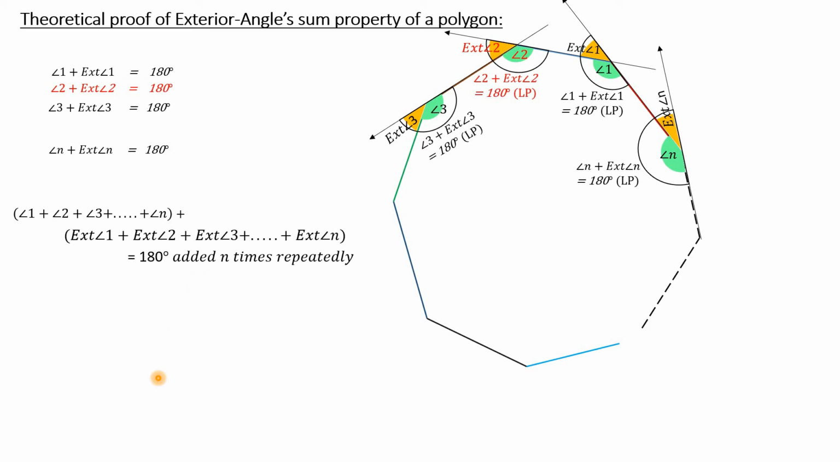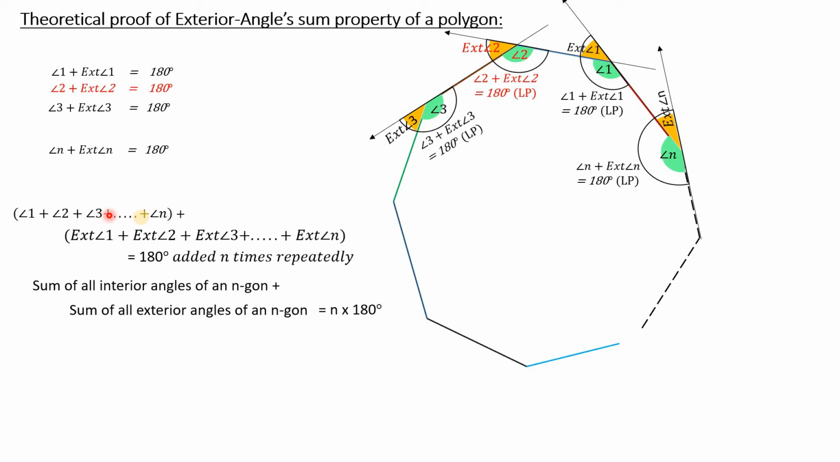So on going through this, angle 1 plus angle 2 plus angle 3 up to angle n, that is the sum of all the green angles inside, which is the sum of all interior angles of the n-gon. Similarly, exterior angle 1 plus exterior angle 2 plus exterior angle 3 up to exterior angle n is the sum of all exterior angles of the n-gon. That is what we are going to find out. So we are writing it in words, which is equal to 180 added n times repeatedly, means n multiplied by 180 degrees, n times 180 degrees. So that is what we have written here.